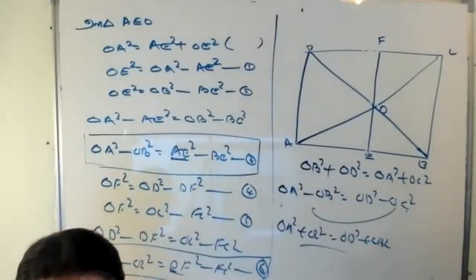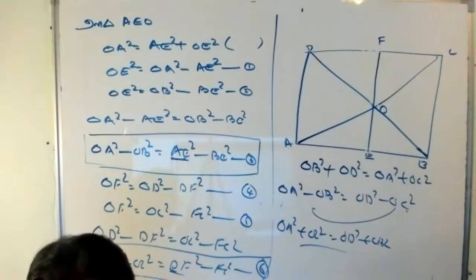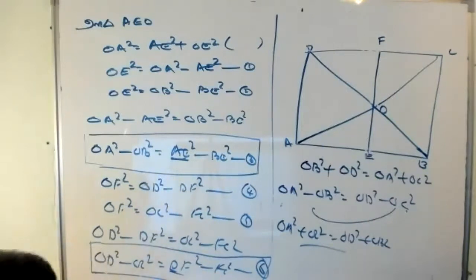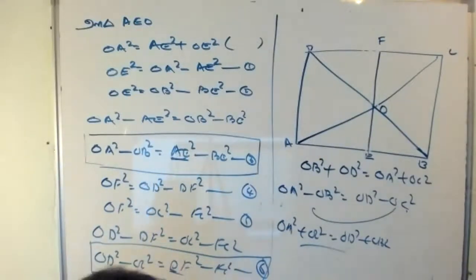Okay. Question again. In triangle ABC, AD perpendicular to BC, and AD square equal to BD into CD. Prove that triangle ABC is a right triangle.